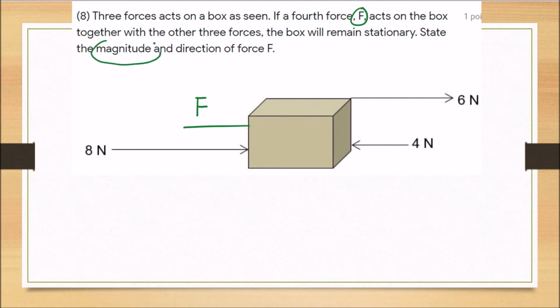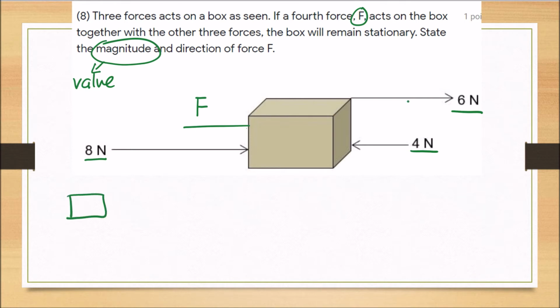When I say magnitude, magnitude simply means what is the value. So 2 newtons is a magnitude, 10 newtons is a magnitude. So all these are magnitudes, okay? So when we are talking about forces, we need to give a magnitude, but we also need to give a direction. So to do this question, we know that there are three forces acting on the box. So what we will do is we will find the resultant force first.